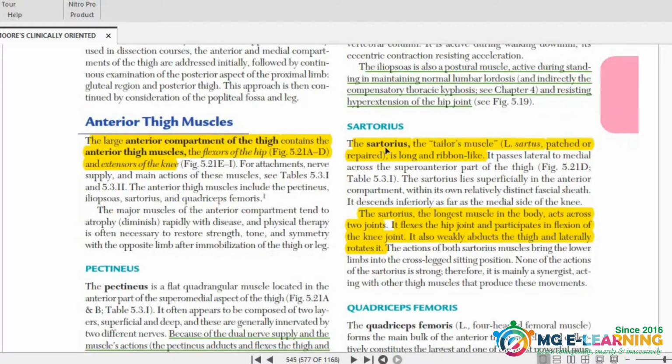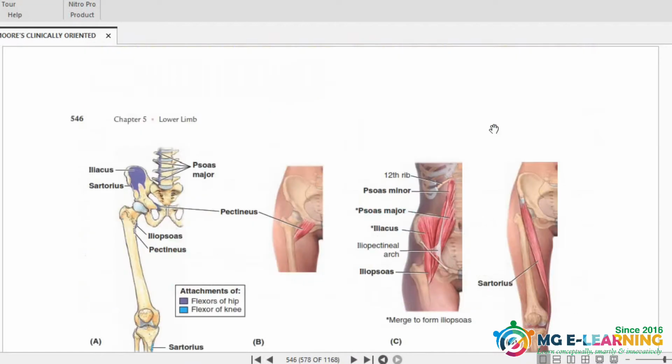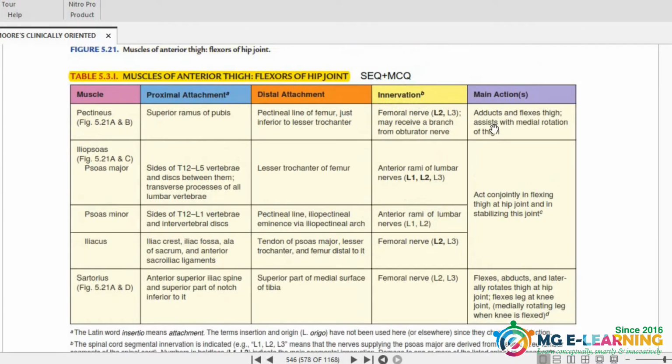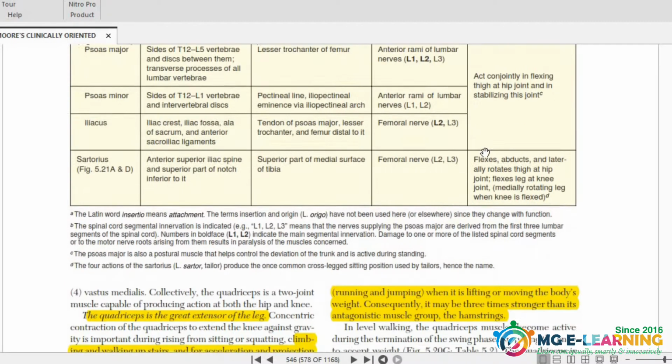And you have to know that sartorius is also called the tailor's muscle and it is the longest muscle in our body. It is important for MCQ. Now this table is important for muscles of the anterior thigh, that is flexors of the hip. You have to know the muscles, their attachment, innervation and action.